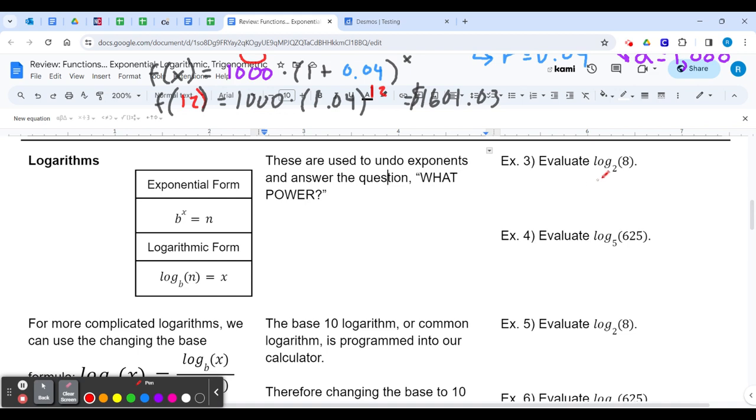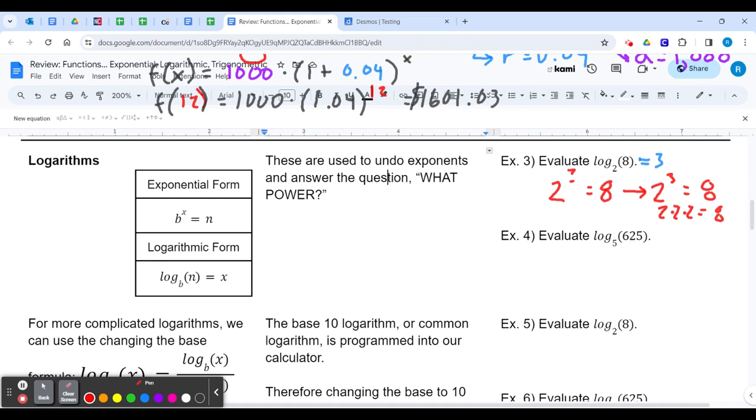So if I'm trying to evaluate log base 2 of 8, I'm trying to think, all right, base 2 to what power equals 8? In this case, 2 to the third power equals 8. So our answer here is going to be 3, right? We would need to go 2 times 2 times 2 to get 8.